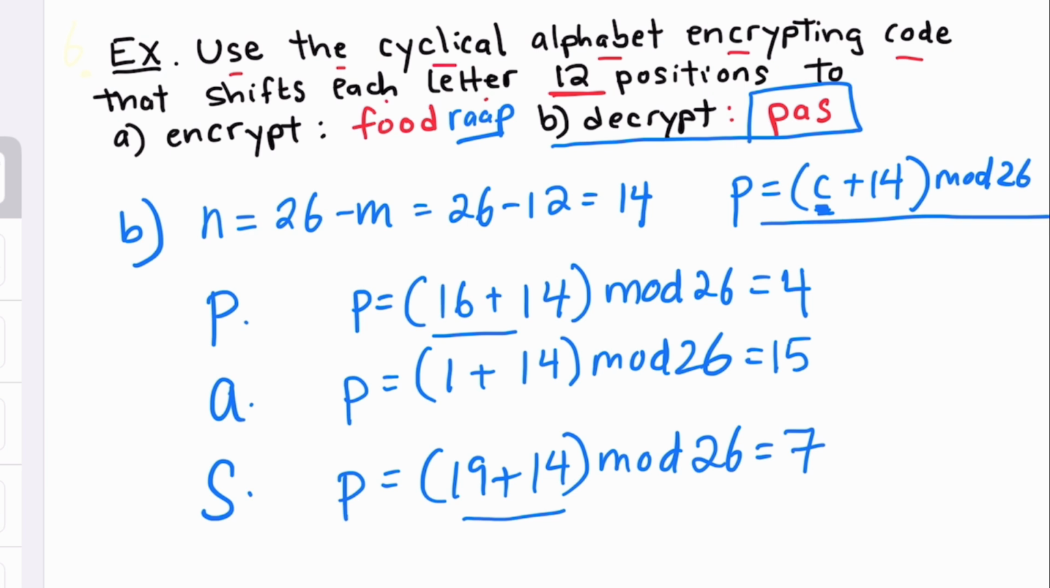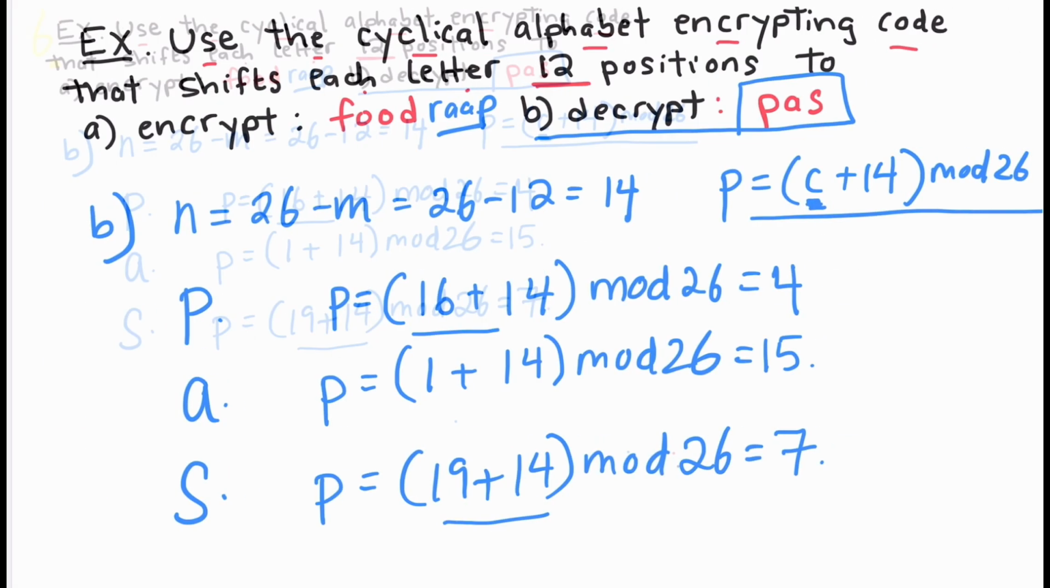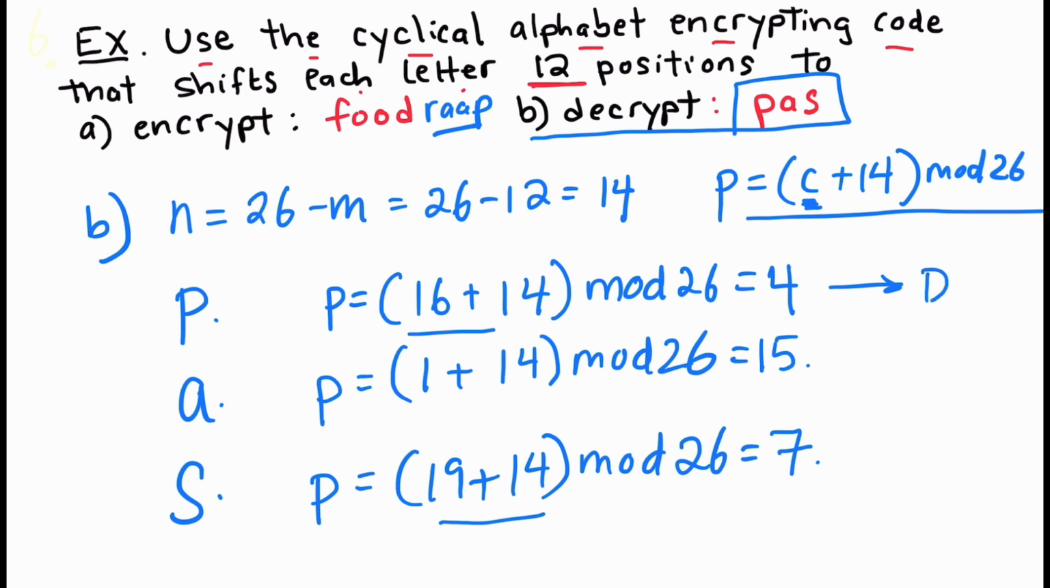Okay, so let's go back, and what letter is in the 4th position, in the 15th position, and the 7th position? So the letter in the 4th position is D, the letter in the 15th position is O, and the letter in the 7th position is G. So we have D, O, G. So if we decrypt PAS, we just get dog.